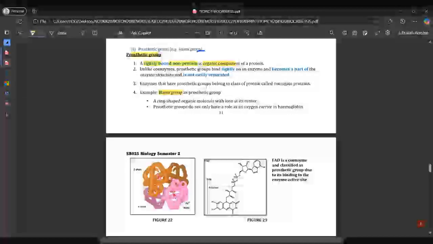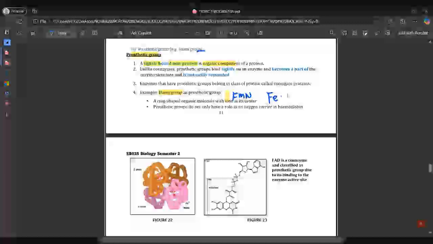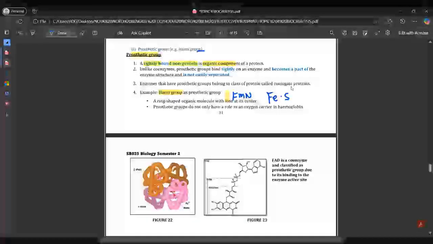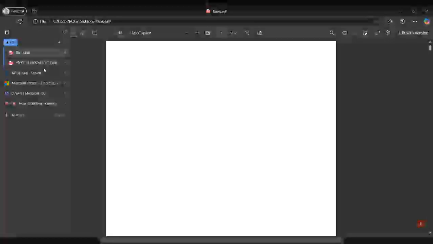We also have the FMN, which is flavin mononucleotide. That one is also one type of prosthetic group. And then we have the iron sulfur complex, which is also one type of prosthetic group. So we are going to go into detail on the examples of prosthetic group when we come to chapter 5 later on.